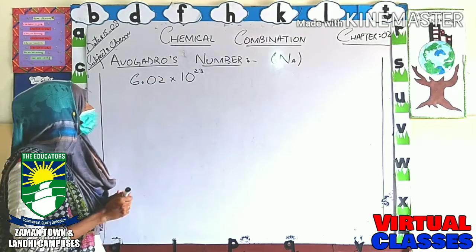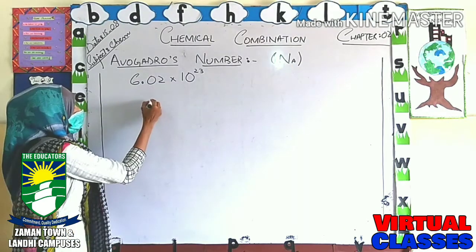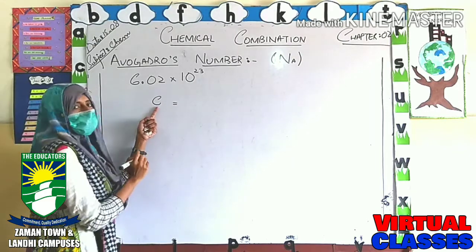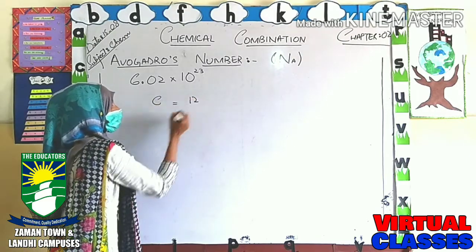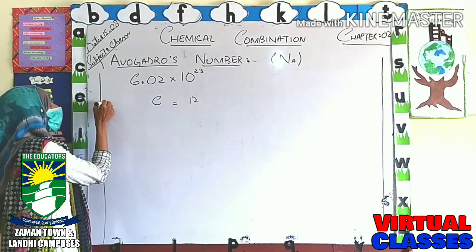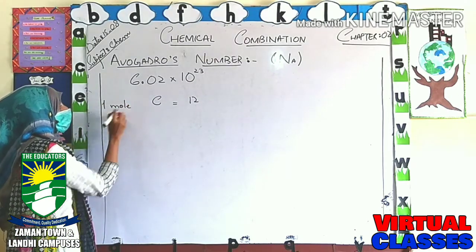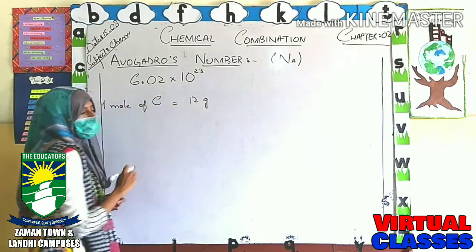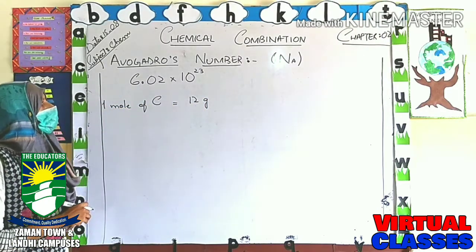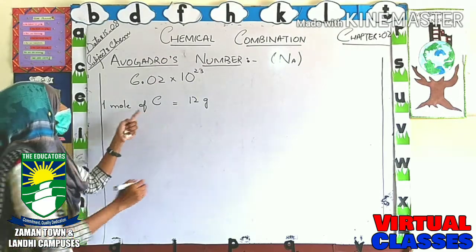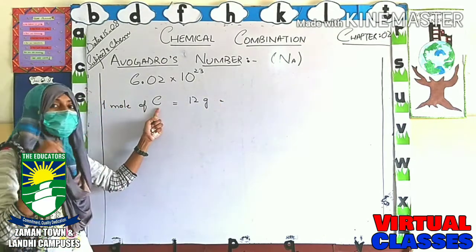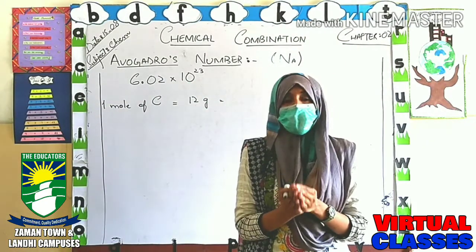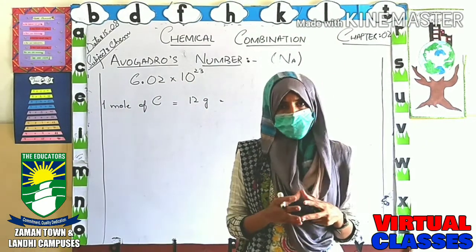If we are talking about carbon, we know that the atomic mass of carbon is 12, right? If we are talking about number of moles, 1 mole of carbon contains 12 gram. So what would be its Avogadro's number? In 1 mole of carbon there would be many particles of carbon atoms, so it would be difficult to count them.